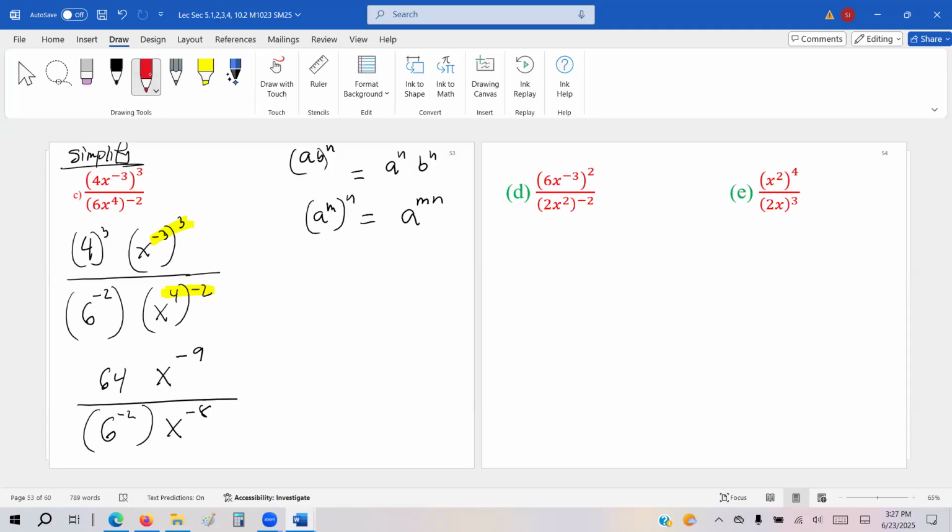So all you have to do is, all the negative things you see, get rid of them by switching their position. The x to the -9 will come up on the denominator. x to the -8 will go on the numerator. Same thing with this one. 6 to the -2 power, we'll put them on the numerator. So rearrange them before you go any further.